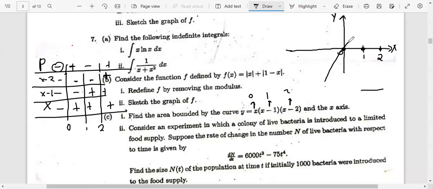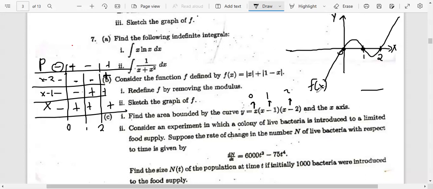Between 0 and 1 it is supposed to be positive, meaning that it's going to be something like that. Then between 1 and 2, the function is supposed to be negative, like that. And then above 2 it is supposed to be positive, like that. So this is a function. That's how you sketch polynomial functions. All right, so this is the f of x.